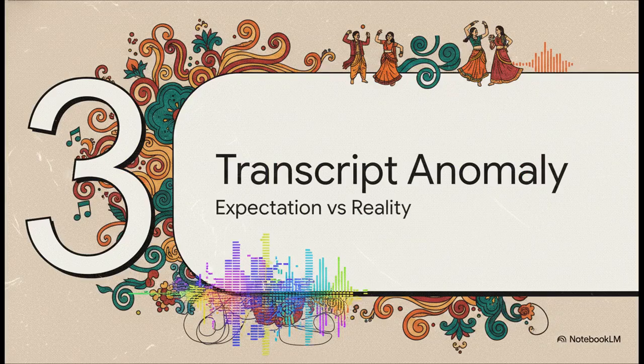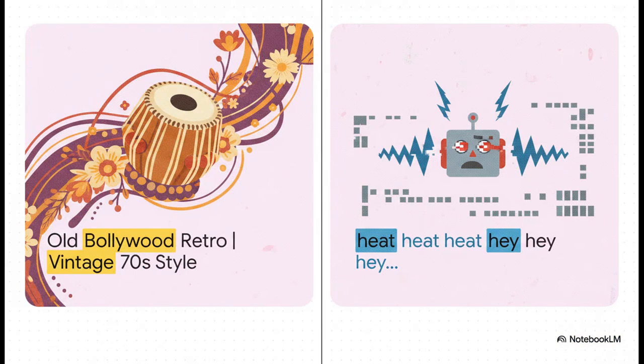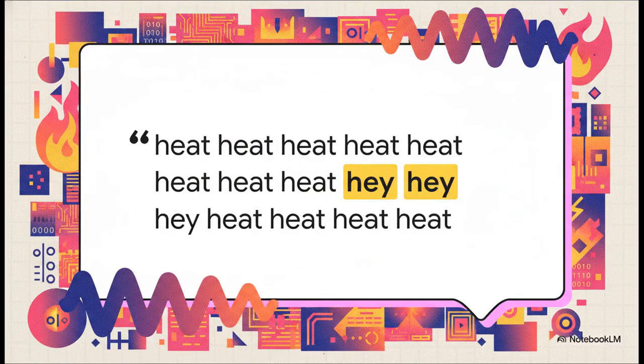Section 3. The transcript anomaly. And here is the jarring reality. On the left, we've got that sweeping cinematic promise. But on the right, the platform's auto-captioning algorithm has had a total breakdown trying to interpret the instrumental beat. Yep, you are seeing that correctly. Here is the absolute entirety of the song's auto-generated transcript.